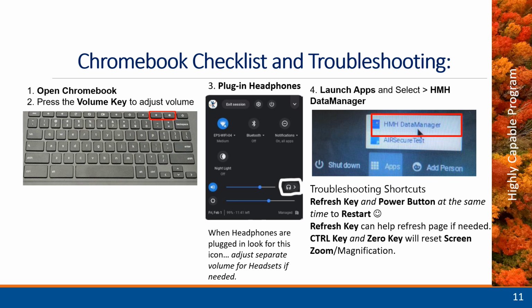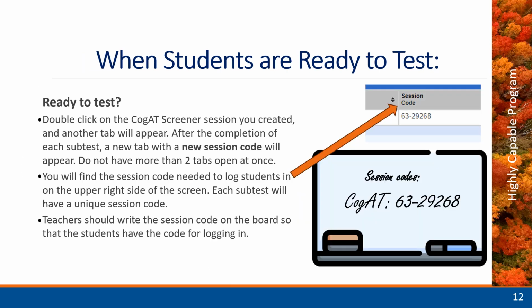To open up Data Manager on a student's Chromebook, you're going to click the Apps button on the lower left-hand side of the screen and select HMH Data Manager. After clicking Data Manager, a sign-in screen will appear on the student's Chromebook screen. Now you're finally ready to start testing.